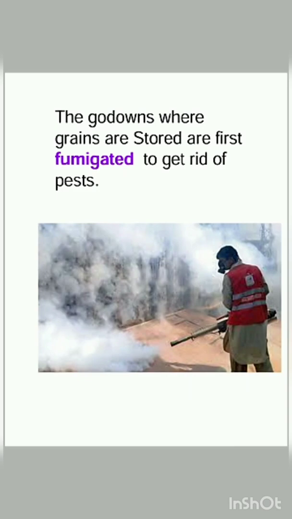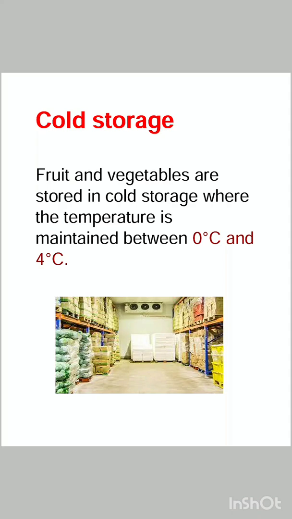Fumigation. What is fumigation? Fumigation is the process of using the vapors of a chemical. The chemical can be sprayed using hand-operated machines. Cold storage. Here, the temperature is maintained between 0 degrees Celsius and 4 degrees Celsius to store fruits and vegetables.